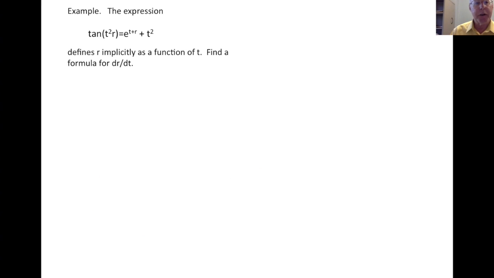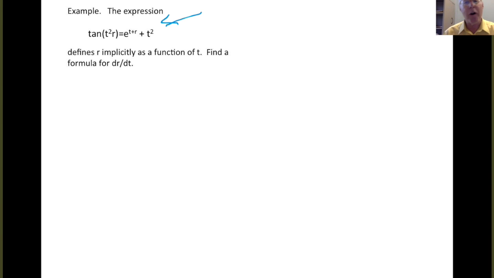One more example. Let's get into something a little more complicated. The expression tangent of t squared times r equals e to the t plus r, plus t squared. We're going to say that implicitly defines r as a function of t. So you give me a t value, I put it into this expression, and somehow I come up with the r value that goes with that. So I want to find a formula for dr/dt.